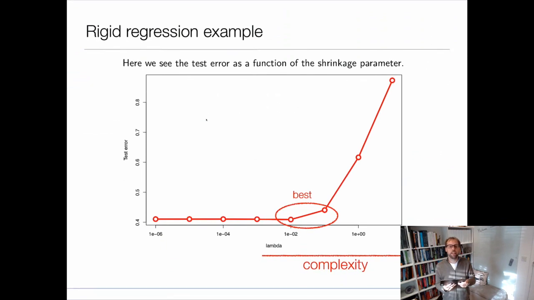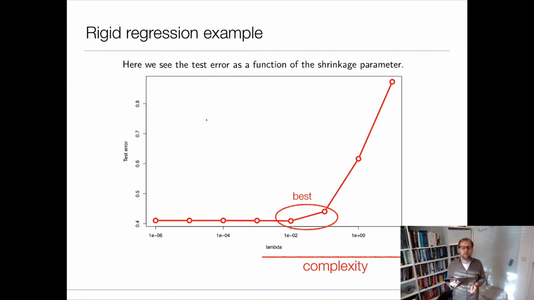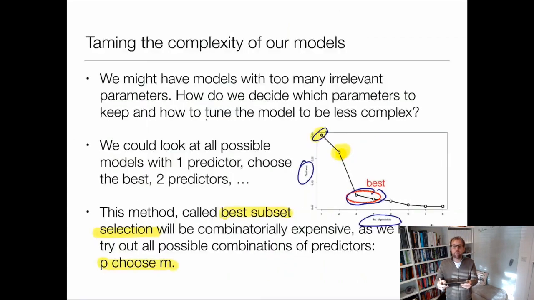So here's just one example of how that looks in practice. Before, we did the same analysis on the same data but using best subset selection, where the model becomes more complex, more flexible as I go to the right.